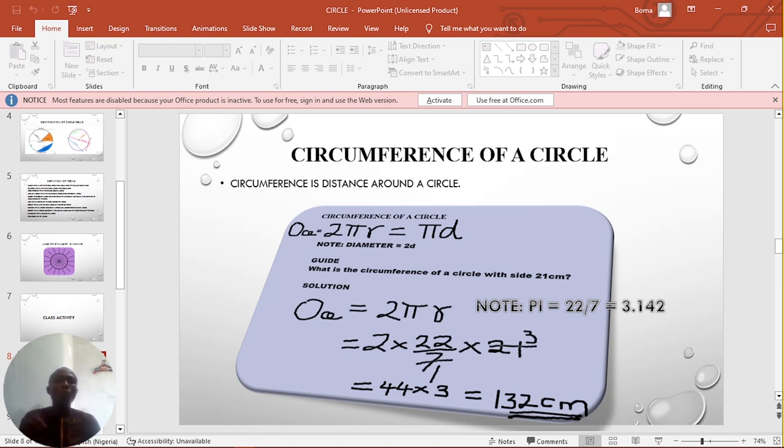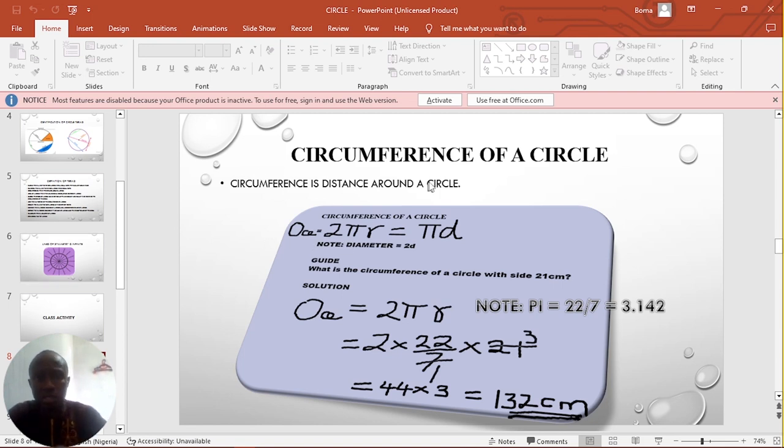Yes. But it can be calculated when the radius or diameter is given. You can calculate it. We can find the circumference when the radius or the diameter of that circle is given. Don't forget, pi, which is a constant value, is 22/7 or 3.142. So we are going to use that value with our given radius or diameter to find our circumference.